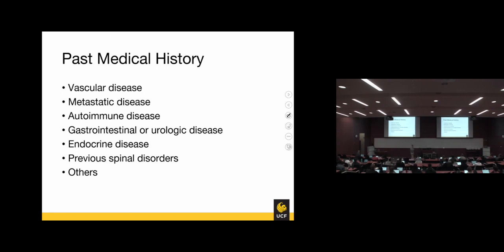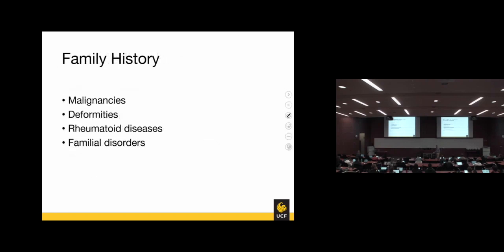All right, so past medical history can also contribute. Remember, we talked about the different sources of back pain. So you've got vascular disease that may be causing it, metastatic disease, autoimmune disease. Y'all have heard about Reiter's and ankylosing spondylitis and that sort of stuff. And then GI problems, urologic disease, endocrine disease, and other spine disorders or previous spine surgery or spinal problems. Family history, malignancies, they contribute a little bit. Deformities, rheumatoid diseases, and familial disorders. They're all pretty rare as far as causing major problems, but they do occur.